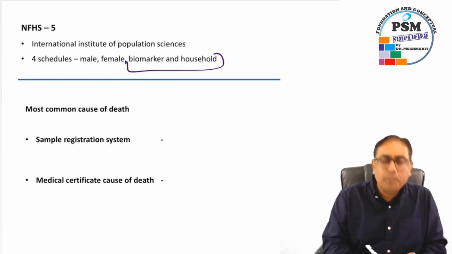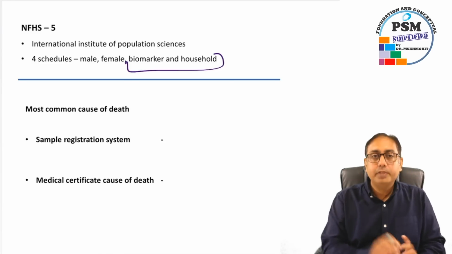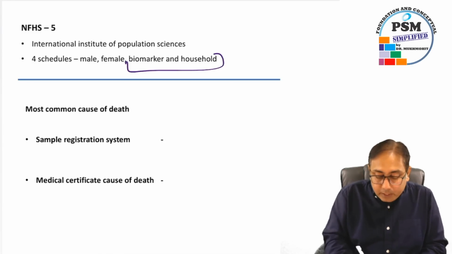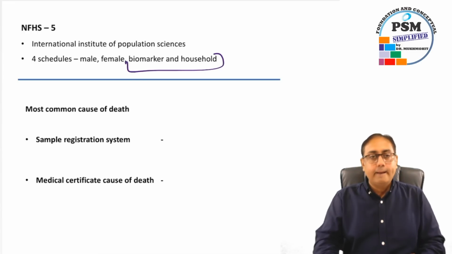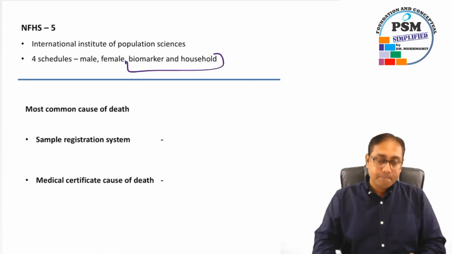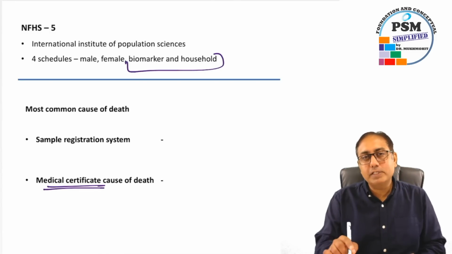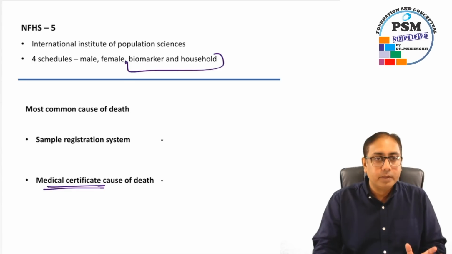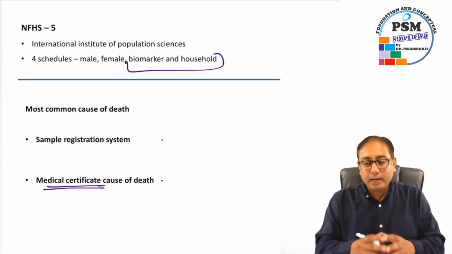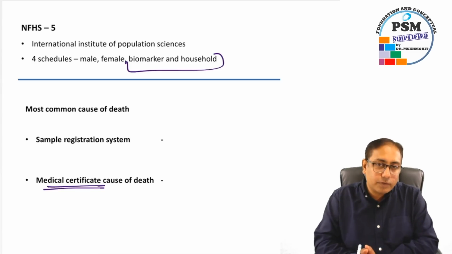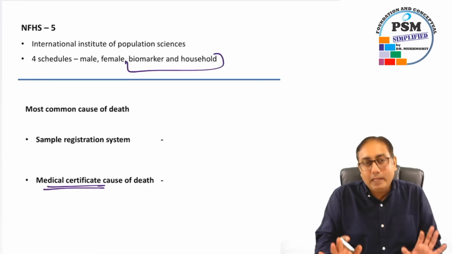Next is, what about the most common cause of death? This is a controversial question. Please, beta, try to understand that the most common cause of death as per the medical certificate cause of death, which was released in 2021 October, and it includes the COVID deaths. Now many infants, they don't get a medical certificate done. So in case of adults, medical certificate cause of death is more relevant. In case of infants, it's not very relevant.